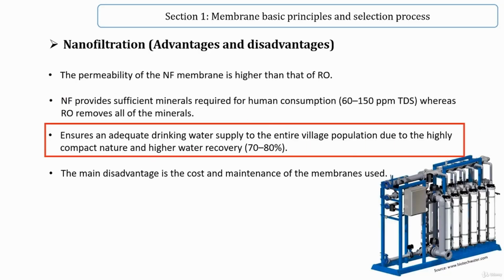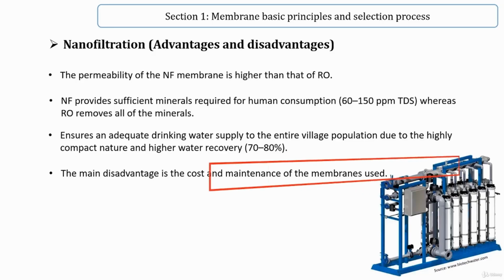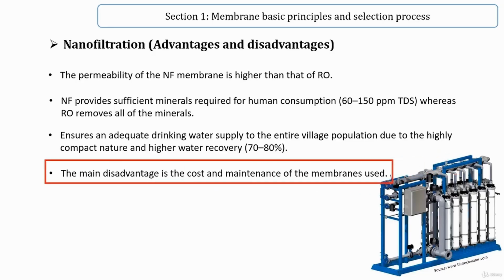The highly compact nature of the nanofiltration design enables its portability to remote villages, where higher water recovery between 70 to 80% ensures an adequate supply to the entire village population. A main disadvantage associated with nanotechnology, as with all membrane filter technology, is the cost and maintenance of the membrane used. In fact, nanofiltration membranes are an expensive part of the process. Repairs and replacement of membranes are dependent on total dissolved solids, flow rate, and components of the feed.